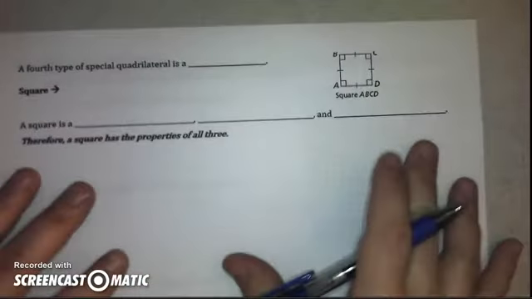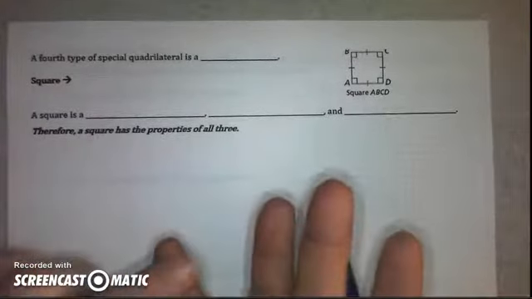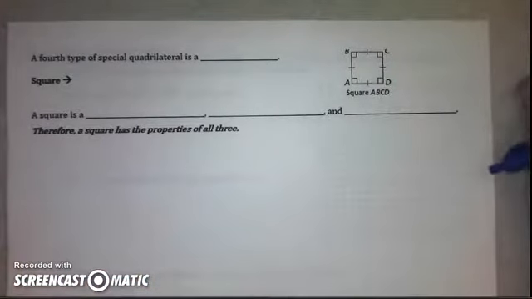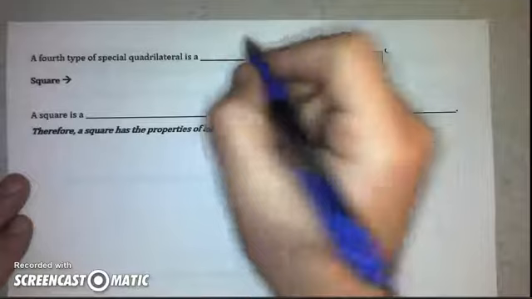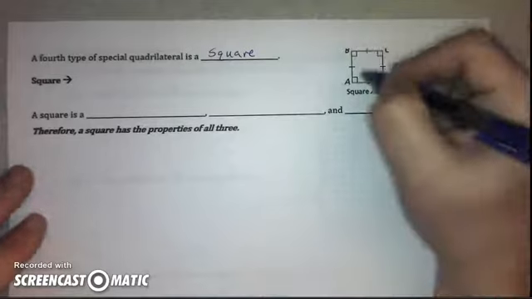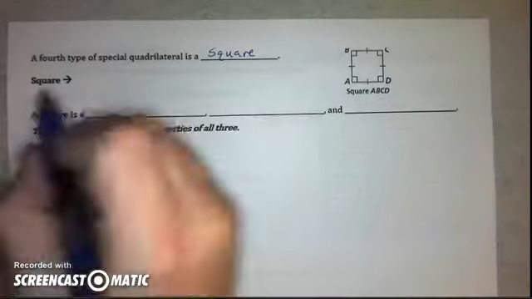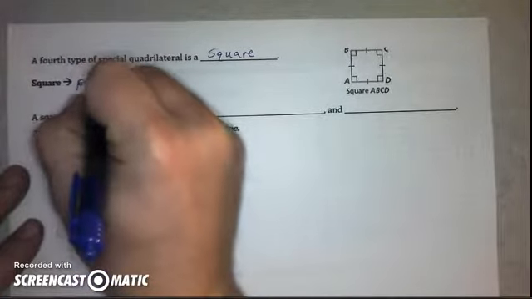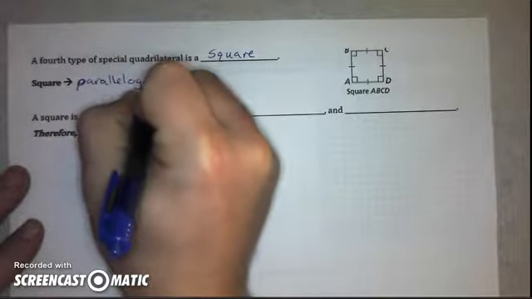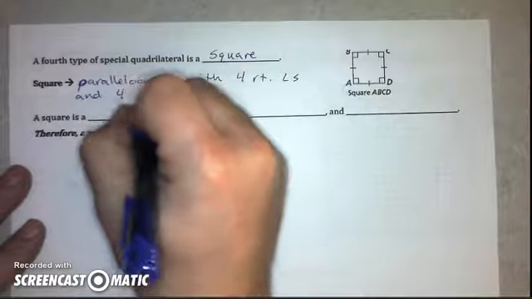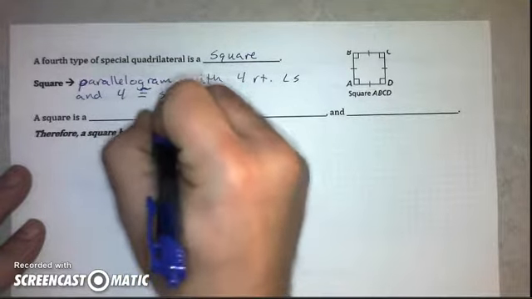Okay, now we do have another type of special quadrilateral. Now we've talked about parallelograms, rectangles, rhombi, so now we have our next one. And our fourth type of special quadrilateral is a square, which you guys might think you know all about squares, and you know a lot about them already. Okay, we've got a square given to us here. Now, a square is a quadrilateral, or we can just say parallelogram, it's better that way. It's a parallelogram with four right angles and four congruent sides.